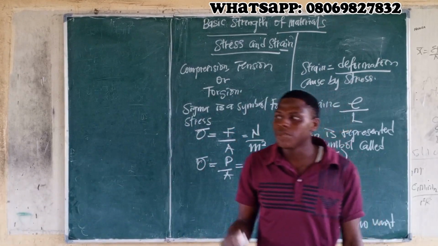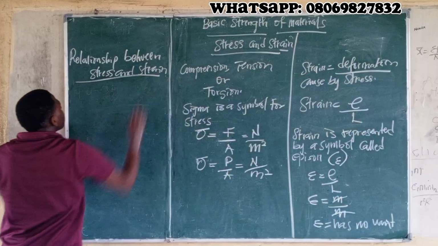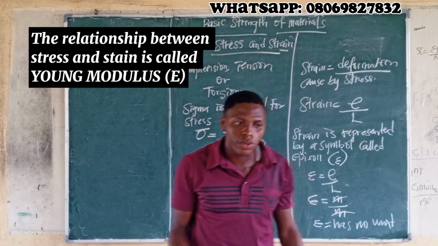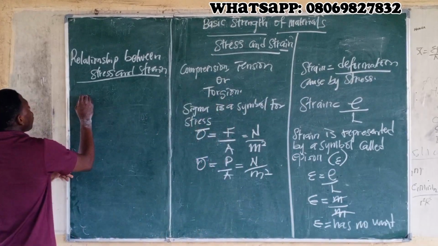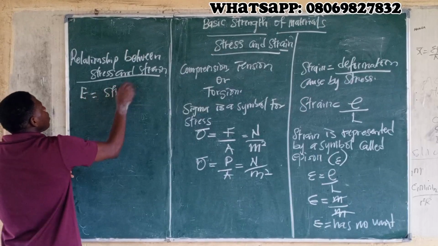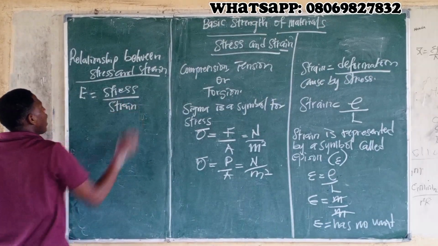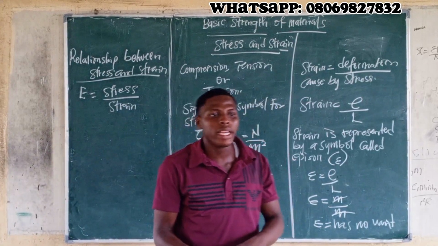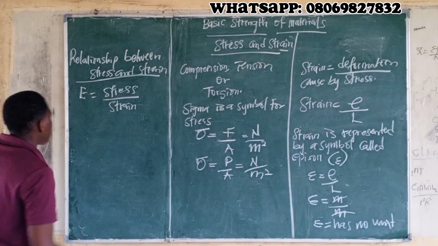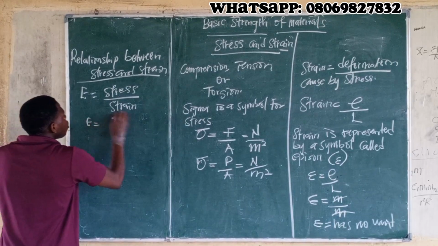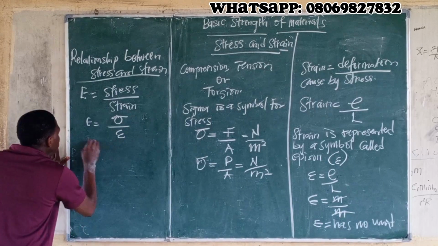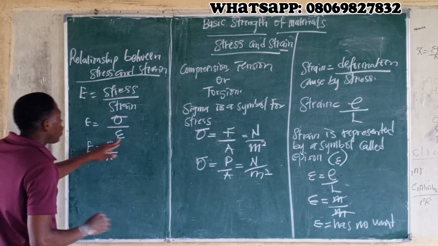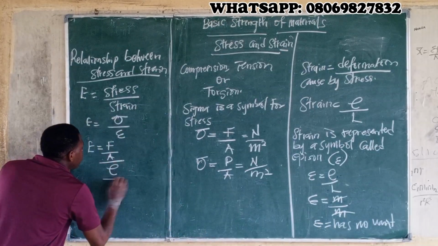Take this down. Relationship between stress and strain. The relationship between stress and strain is what we call Young modulus. So Young modulus E is equal to stress over strain. If you are asked what is the relationship between stress and strain, the answer is Young modulus, represented by a symbol capital E. E is equal to stress over epsilon. Stress is force over area, and epsilon is extension over length.